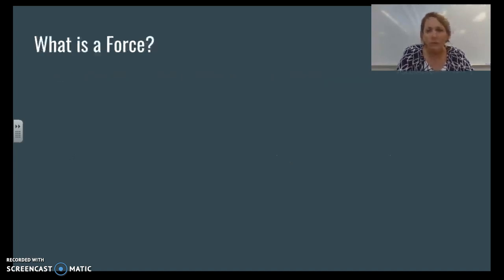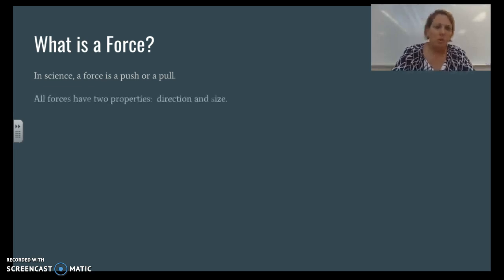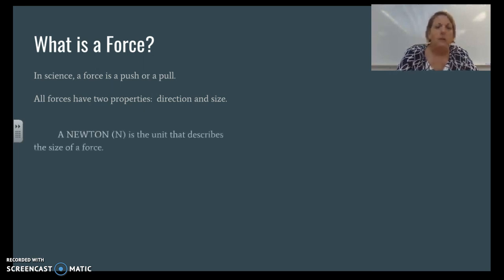So in science, with this law of inertia, we need to talk about what a force is. When we talk about it in science, it's either a push or a pull. All forces have two properties: what direction and what size is the force. The unit of measure we're going to use for this is called a Newton. It came from Sir Isaac Newton, and we're going to use a capital N as our abbreviation for that unit, and it really describes the size of the force.